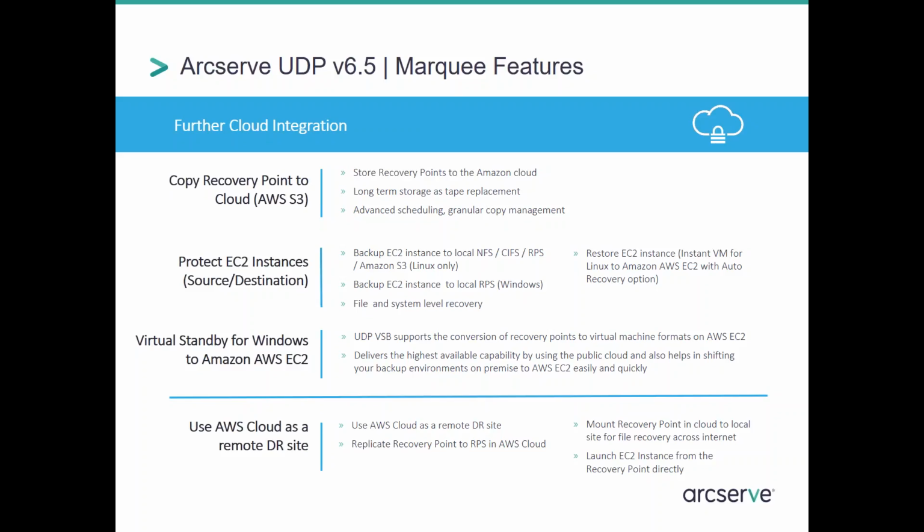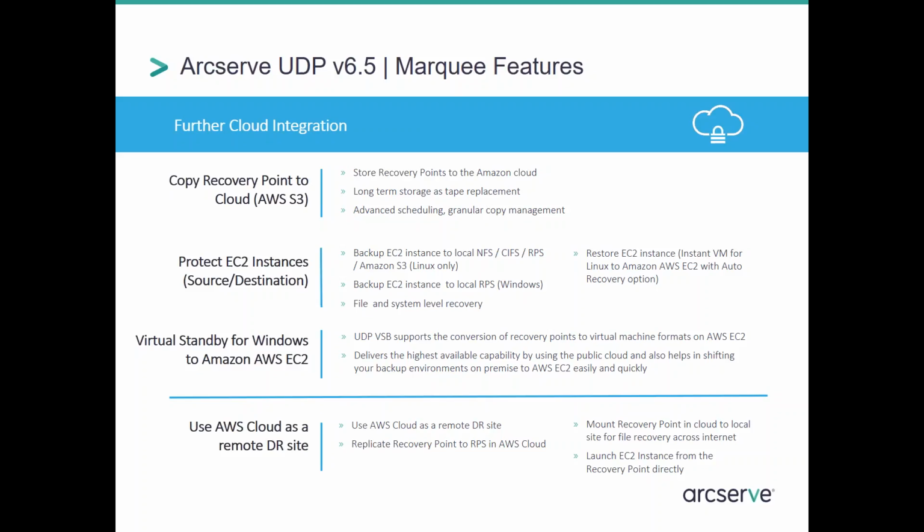We've also got more interactive integration in the Amazon EC2 AWS cloud, where we can actually protect EC2 instances, so workload production servers running in the cloud. We've certified the backup of EC2 instances to local recovery point servers or NFS and CIFS shares if you want to back up to a non-dedupe target. Also back up EC2 instances to a local RPS on site. So if you want to back up the cloud instances to your on-site recovery point server, we fully support that as well. And we provide file and system level recovery in the Amazon cloud as well.